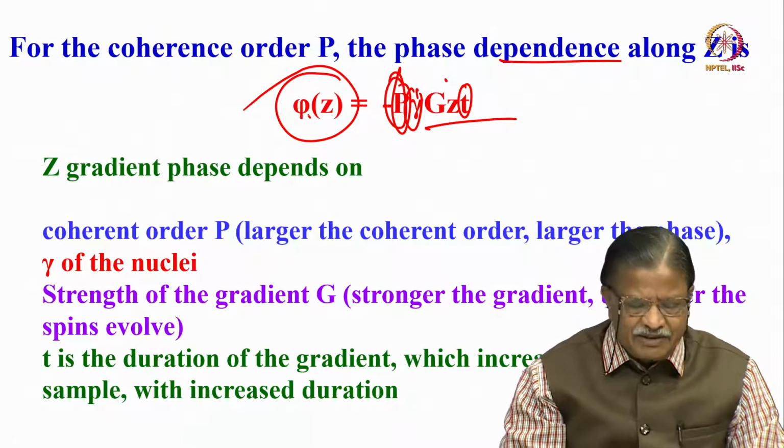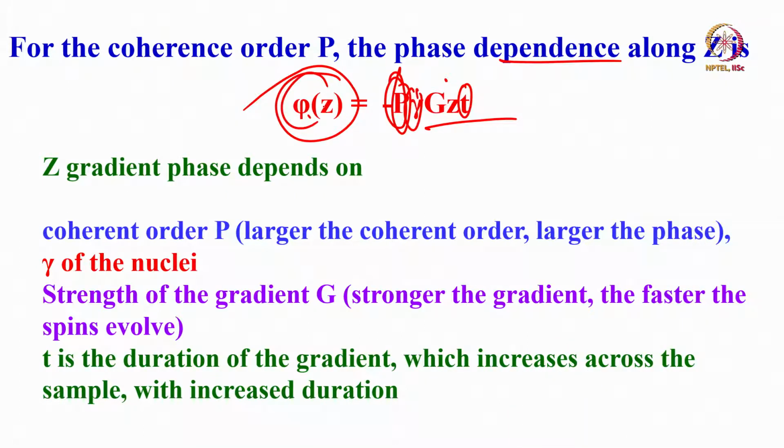So the Z gradient phase depends upon various factors, that is what it means. First, it depends upon the coherence order p. It depends upon gamma of the nuclei, because if I want a heteronuclear pulse sequence, and want to select the coherence order for proton and for X nuclei, then you have to calculate differently because the gammas will be different. It also depends upon the strength of the gradient field G: the stronger the gradient, the faster the spins will evolve. And t is the duration of the gradient.